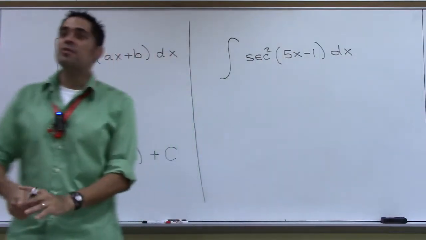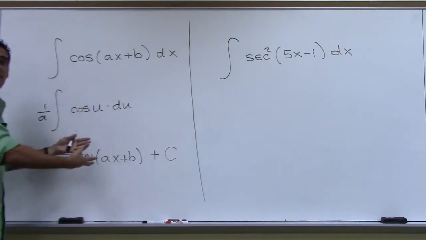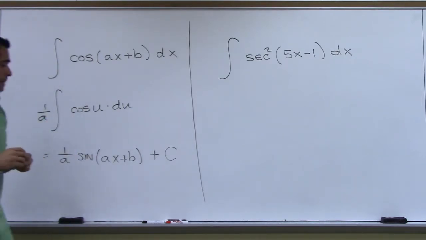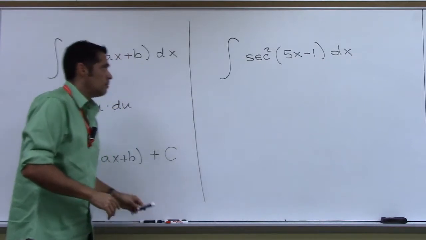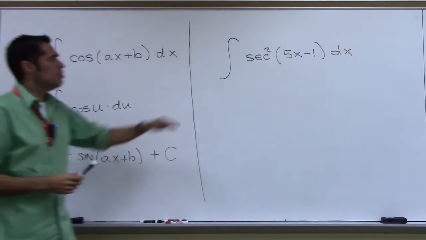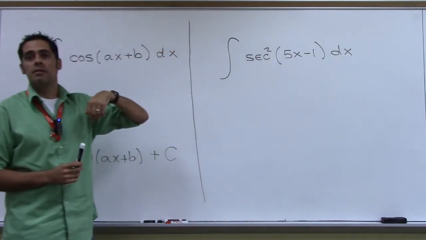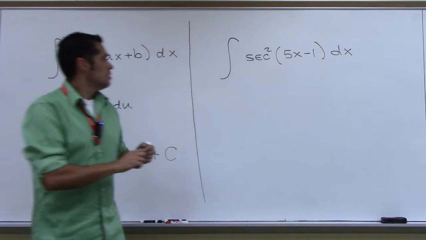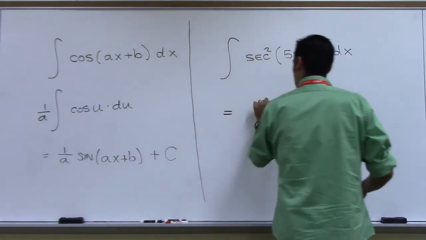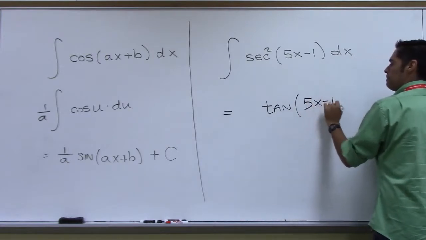Let's see if we can do this using the same logic behind this, without having to do the whole substitution, u equals this, blah, blah, blah. So do you know what the antiderivative of secant squared is? What is it? Tangent, right? So this should be tangent of what's in there, right?